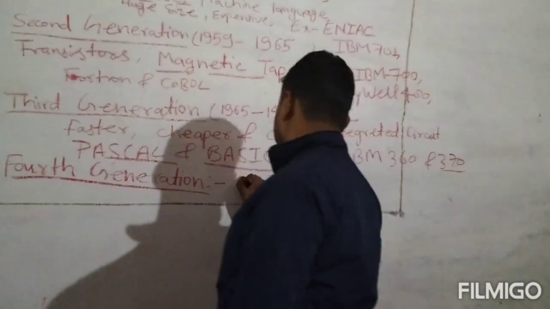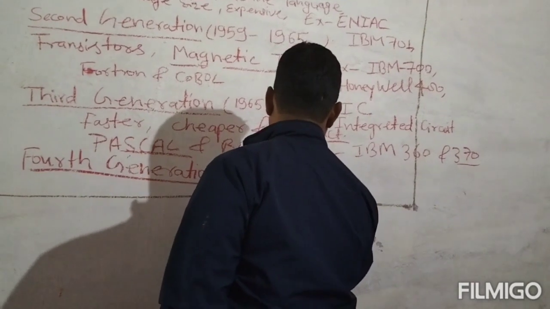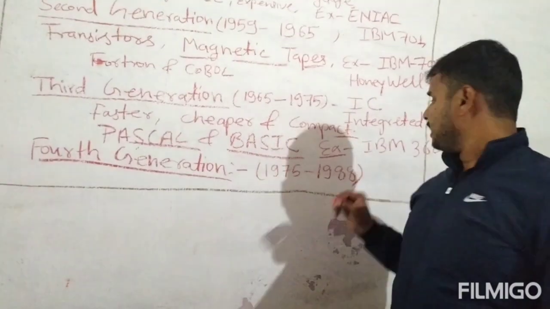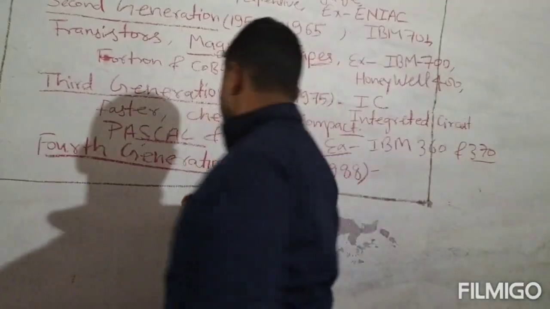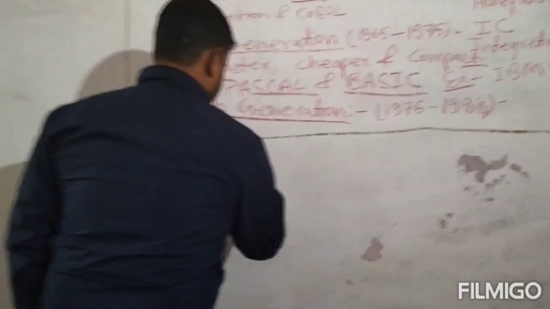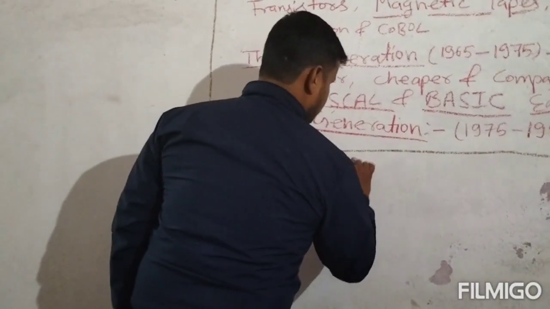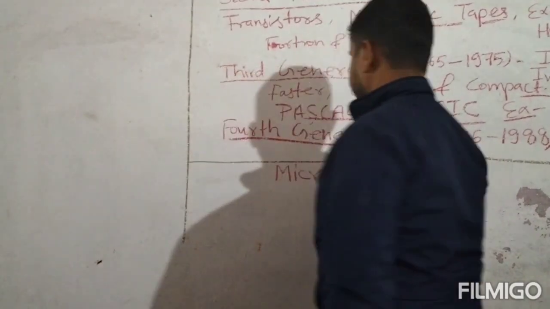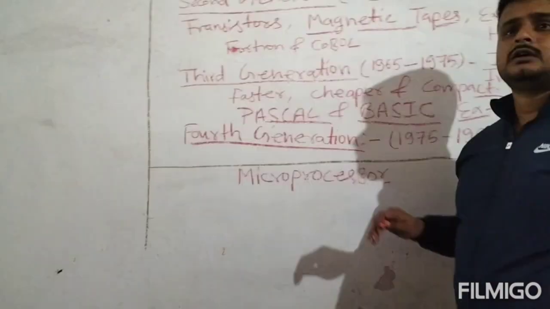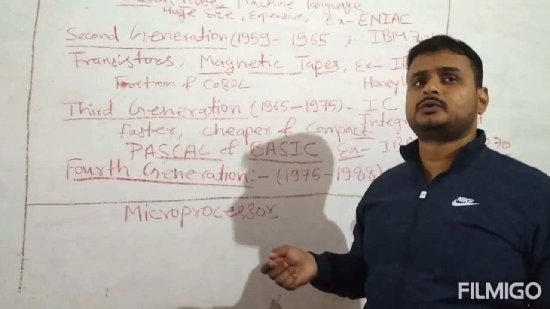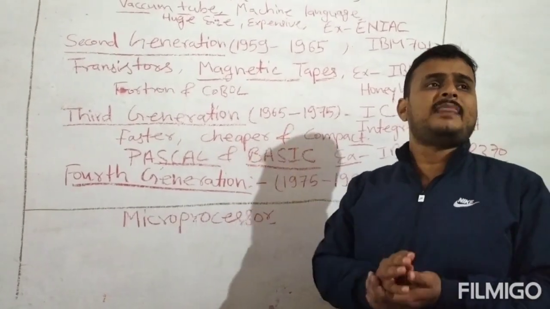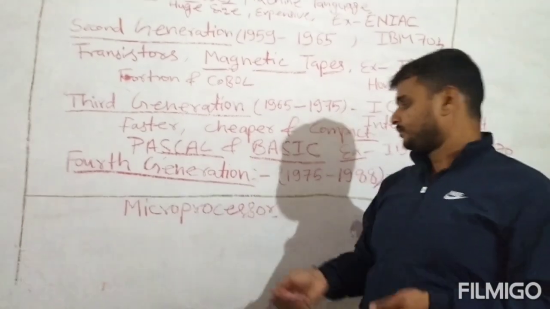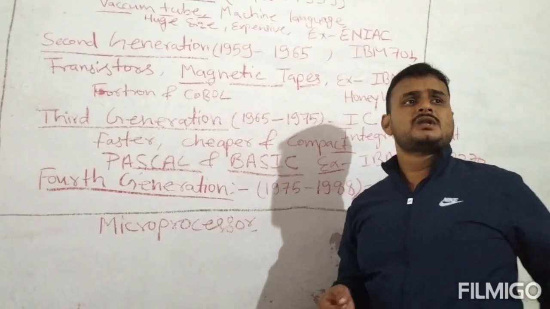The period of fourth generation computers is 1975 to 1988. In fourth generation computers, we used the microprocessor. By using the microprocessor, the size of fourth generation computers is much smaller than the first, second, and third generation computers.